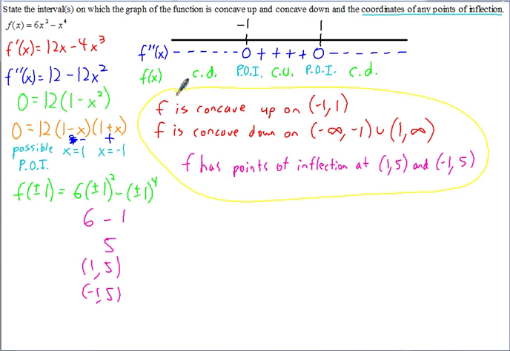Notice when I write down the final answer, I don't abbreviate. Keep on concave down and points of inflection, I write it out, because these are not official abbreviations here. These are just for our convenience to use on our number lines, so there's not as much to write down, and so it fits better on the number line.